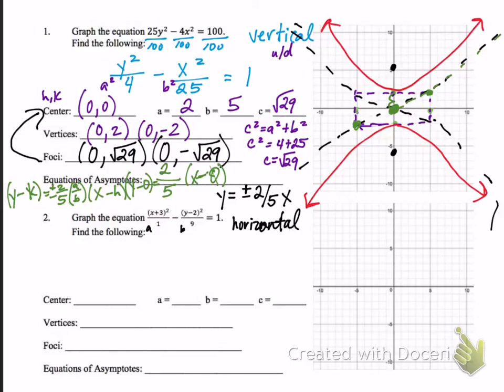So for center, we got center where? -3, 2. So I'm going to plot my point at -3, up 2. It's my center. My A is what? 1. B, 3, because I take the square root of 9. And then C equals the square root of A squared plus B squared. So square root of 10.